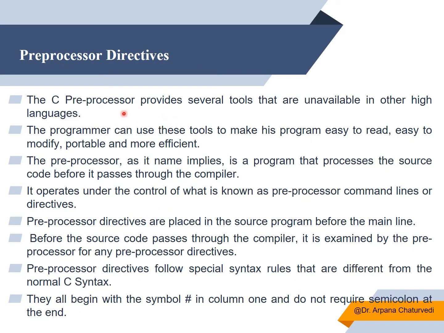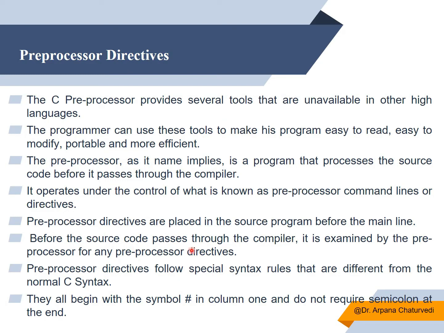Basically, preprocessor directives provide a number of tools that are unavailable in other high-level languages. The programmer can use these tools to make the program easy to read, easy to modify, portable, and comparatively much more efficient. The preprocessor, as its name implies, is a program that processes the source code before it passes through the compiler. It operates under the control of what are known as preprocessor command lines or directives. These directives are placed in the source program before the main line.